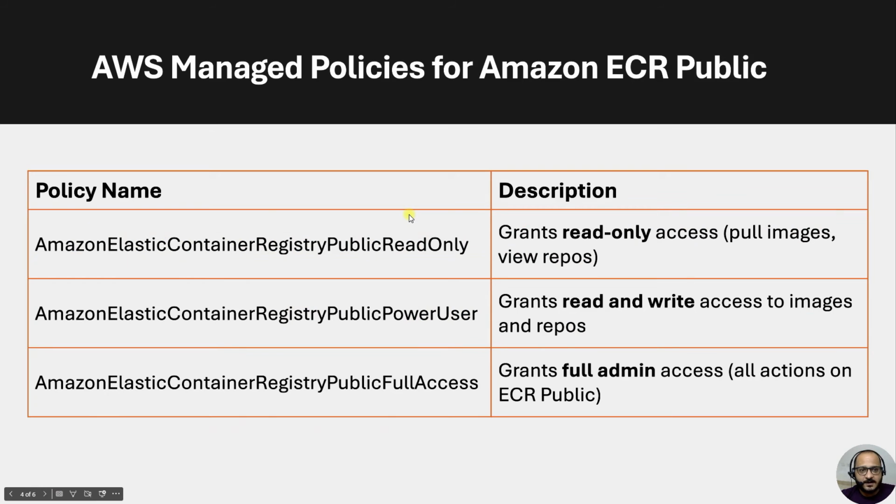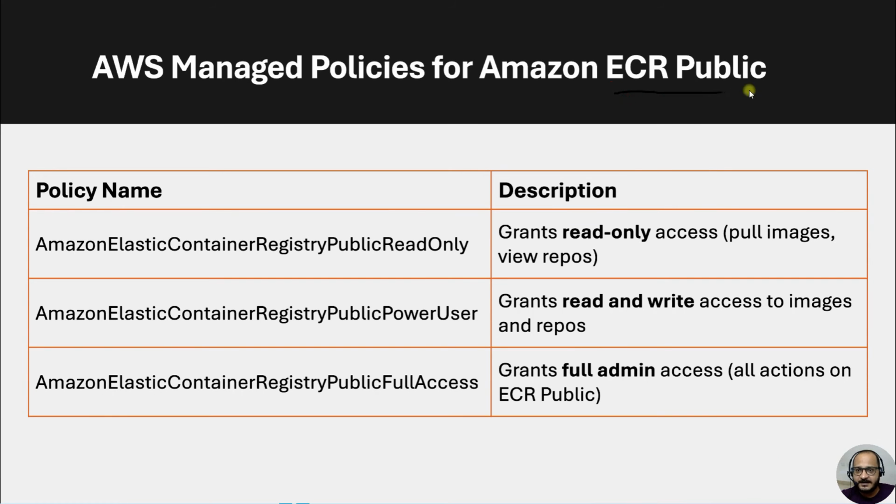Now let's talk about policies which we have to attach as part of an IAM user or role so we can access our ECR. First we will discuss public ECR. If we are going to use a public ECR, there are three policies available which you can attach as part of your IAM user. The very first is Amazon Elastic Container Registry Public Read Only. This grants read-only access to your ECR for a user who is going to access your Elastic Container Registry.